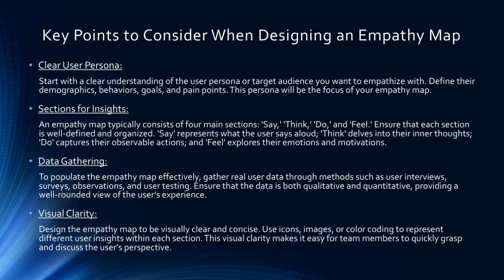Sections for insights. An empathy map typically consists of 4 main sections: say, think, do, and feel. Ensure that each section is well-defined and organized. Say represents what the user says aloud. Think delves into their inner thoughts. Do captures their observable actions. And feel explores their emotions and motivations.